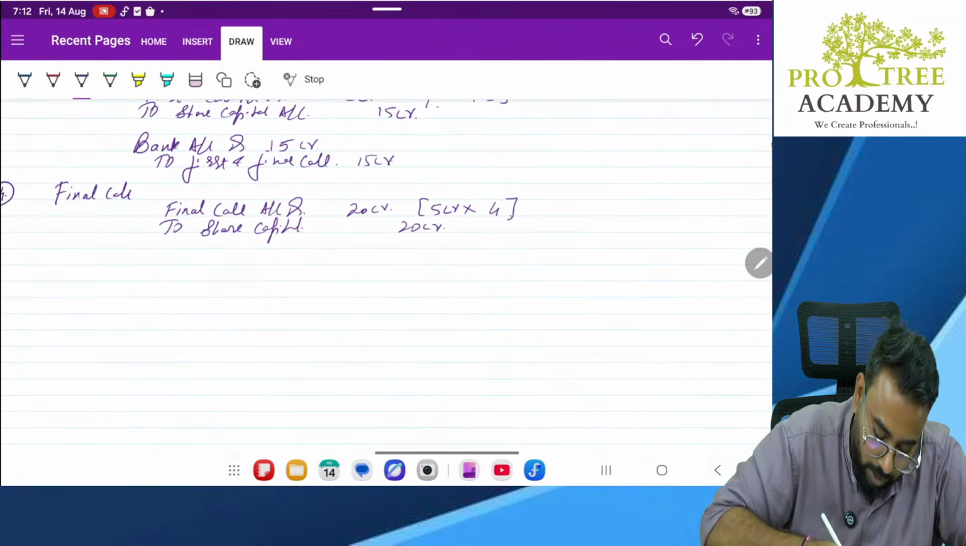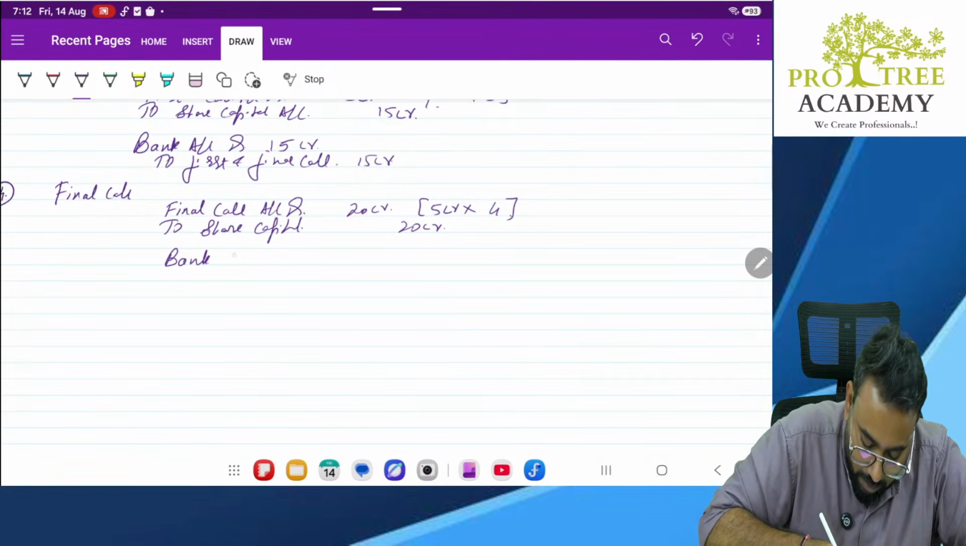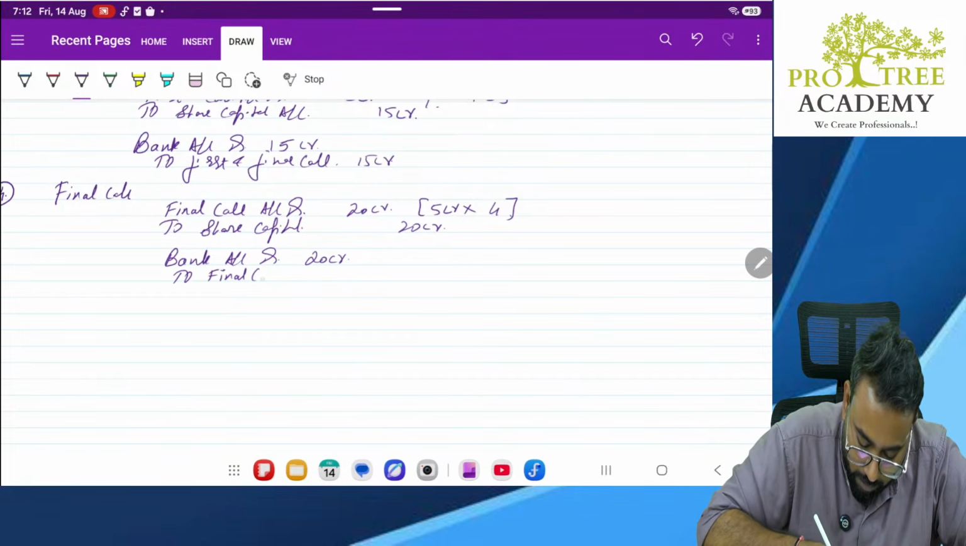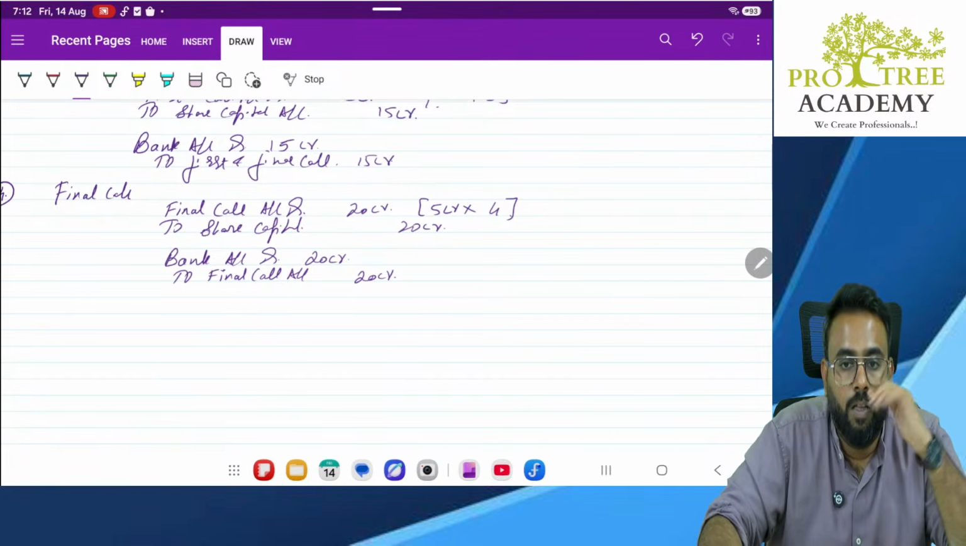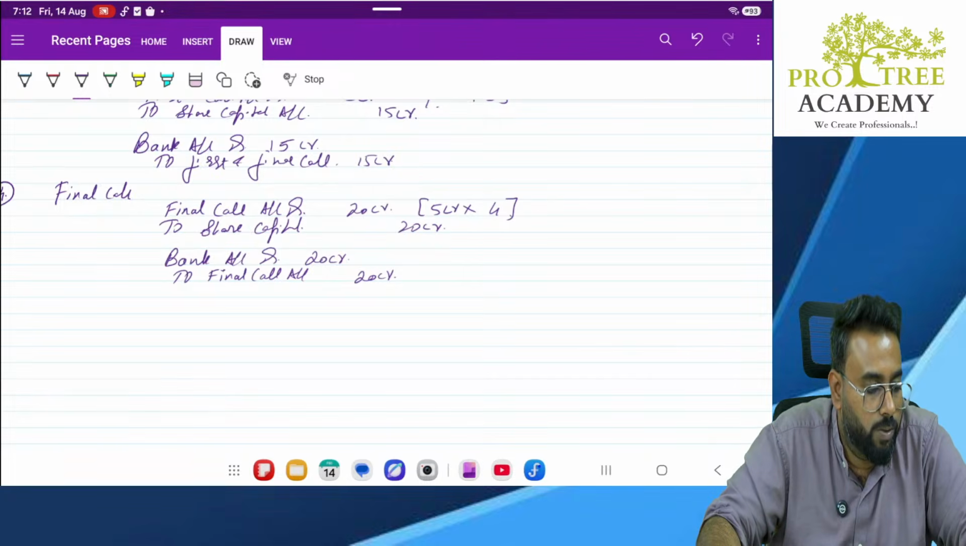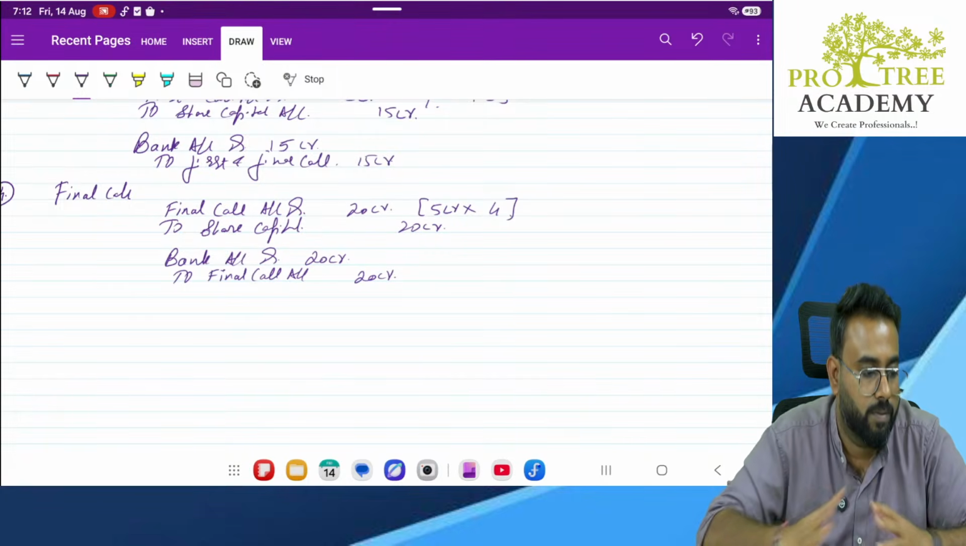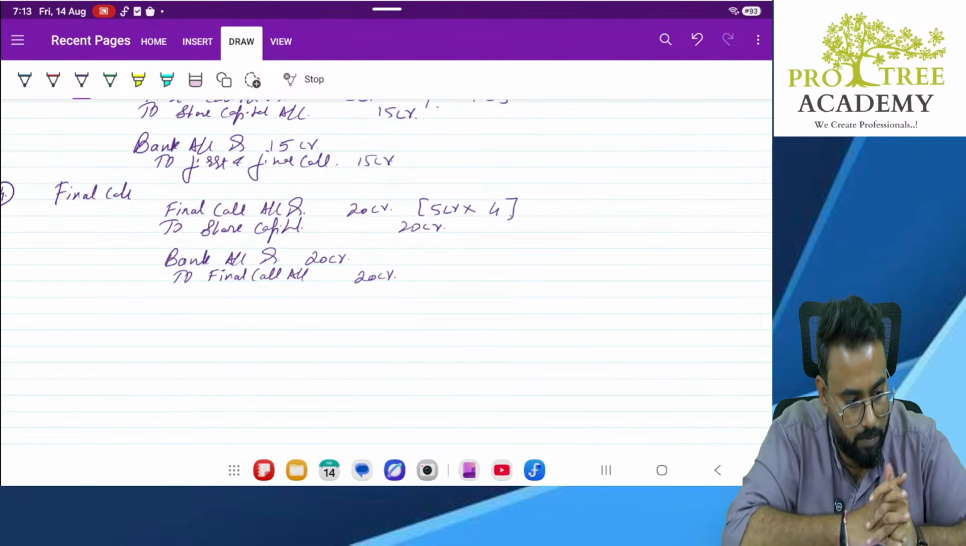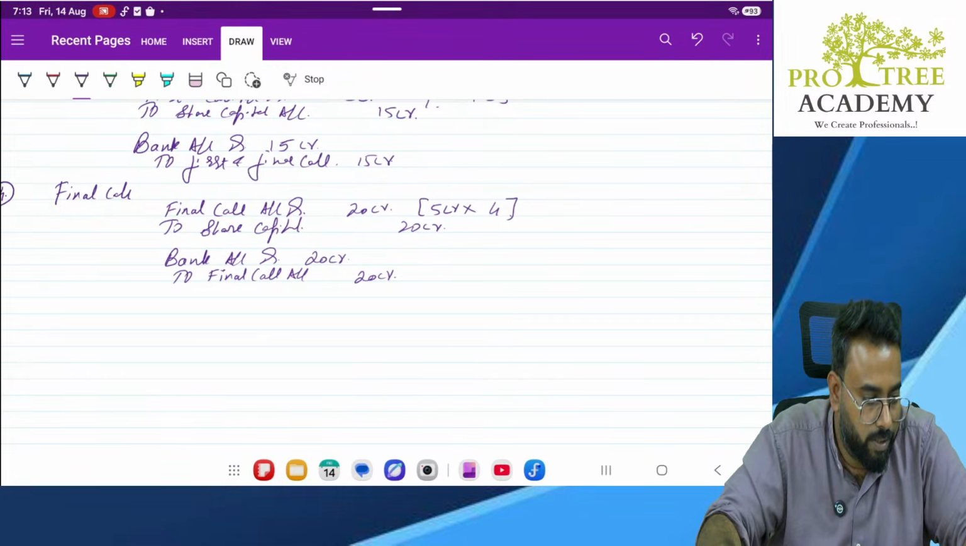Next, when we receive the money, what is the entry? Bank account debit 20 crores to final call account. Clear? Yes. Any doubts in this?